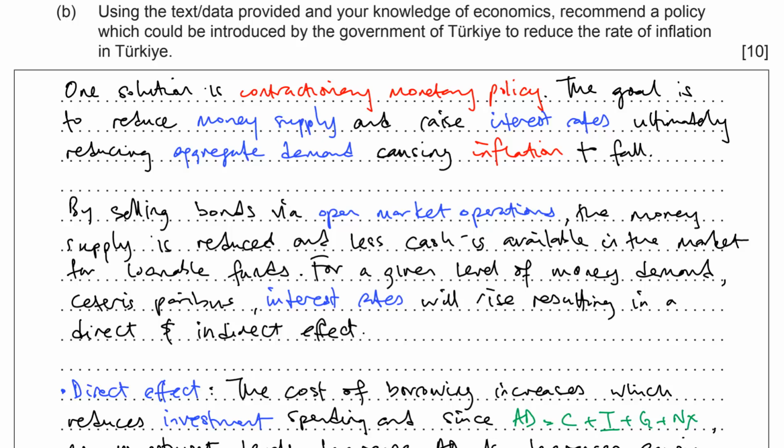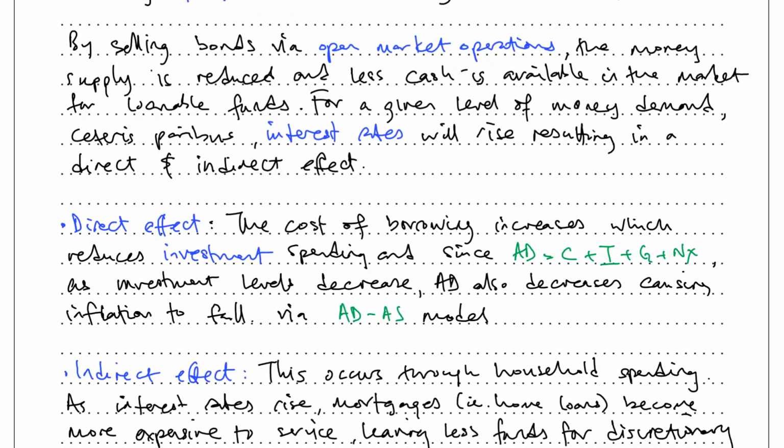Okay, this is what I've got written down here. One solution is contractionary monetary policy. The goal is to reduce money supply and raise interest rates, ultimately reducing aggregate demand, causing inflation to fall. So this first paragraph, we start off by saying what the solution is. In a nutshell, if I had to explain this as succinctly as possible, this is it. Now that we've got the what out of the way, the next bit is to explain how that policy works. So how does monetary policy work to bring about that reduction in inflation?